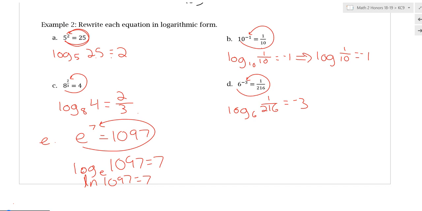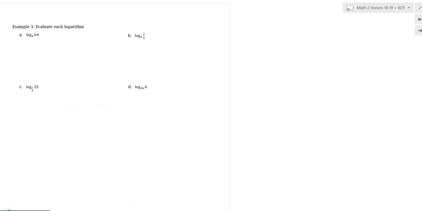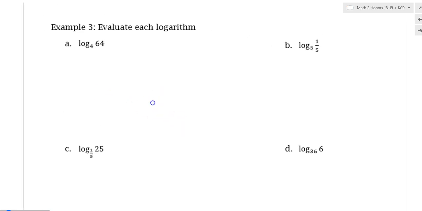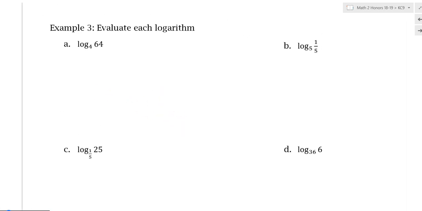All right, go ahead, turn to the next page. Why do we care, right? Why do we switch them, right? It's very hard to think in logs, so we'll usually switch them to exponential forms if we're solving or evaluating the log. Also switching from exponents to logs helps us solve equations, which we'll notice later on. But right now we're going to look at evaluating these.